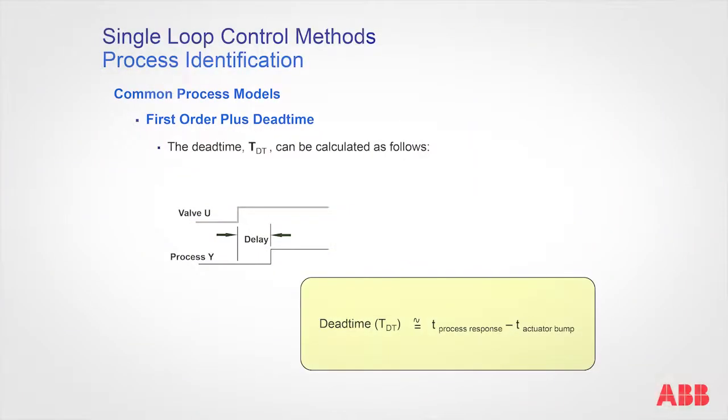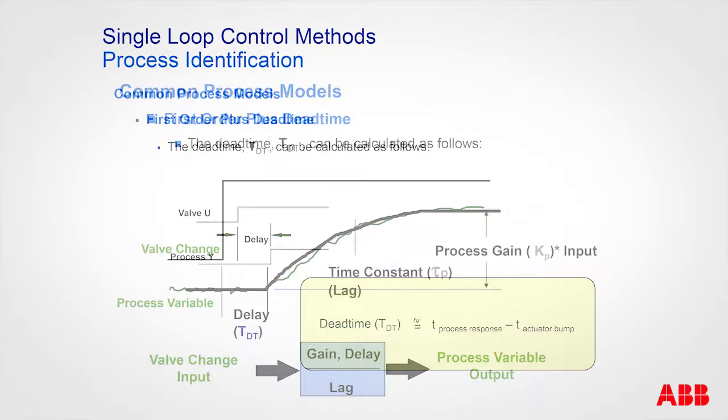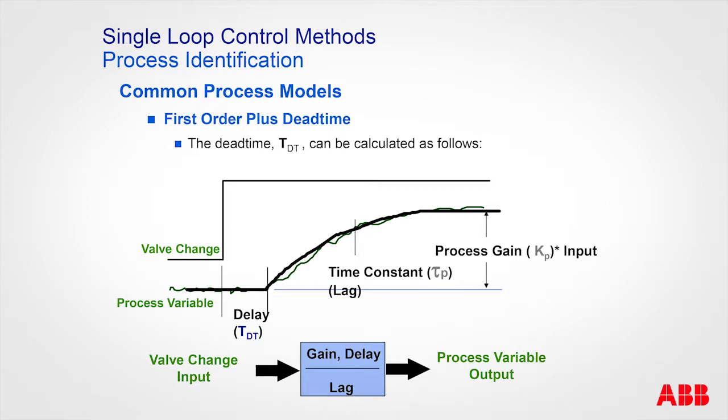From the time I made the change, how long did it take before that change started? That's my delay. That's what we have to identify. Here we're showing an example where we have a valve change, and it took a little while and then it started. There are three parameters here: how much did it move, the process gain; how long did it take to get there, the time constant; and when did it start to move, the delay.